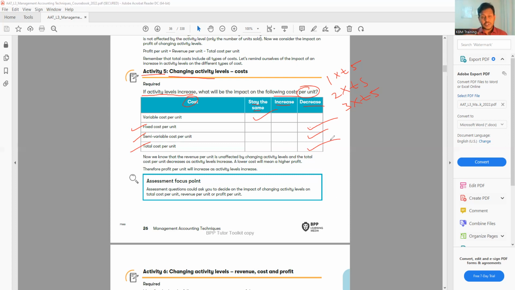Remember that there will be no change in the variable cost, because variable cost is fixed per unit. Only the fixed cost will decrease. And if the fixed cost is decreased or reduced, then my total cost also goes down. All right, so let's move to the next one.